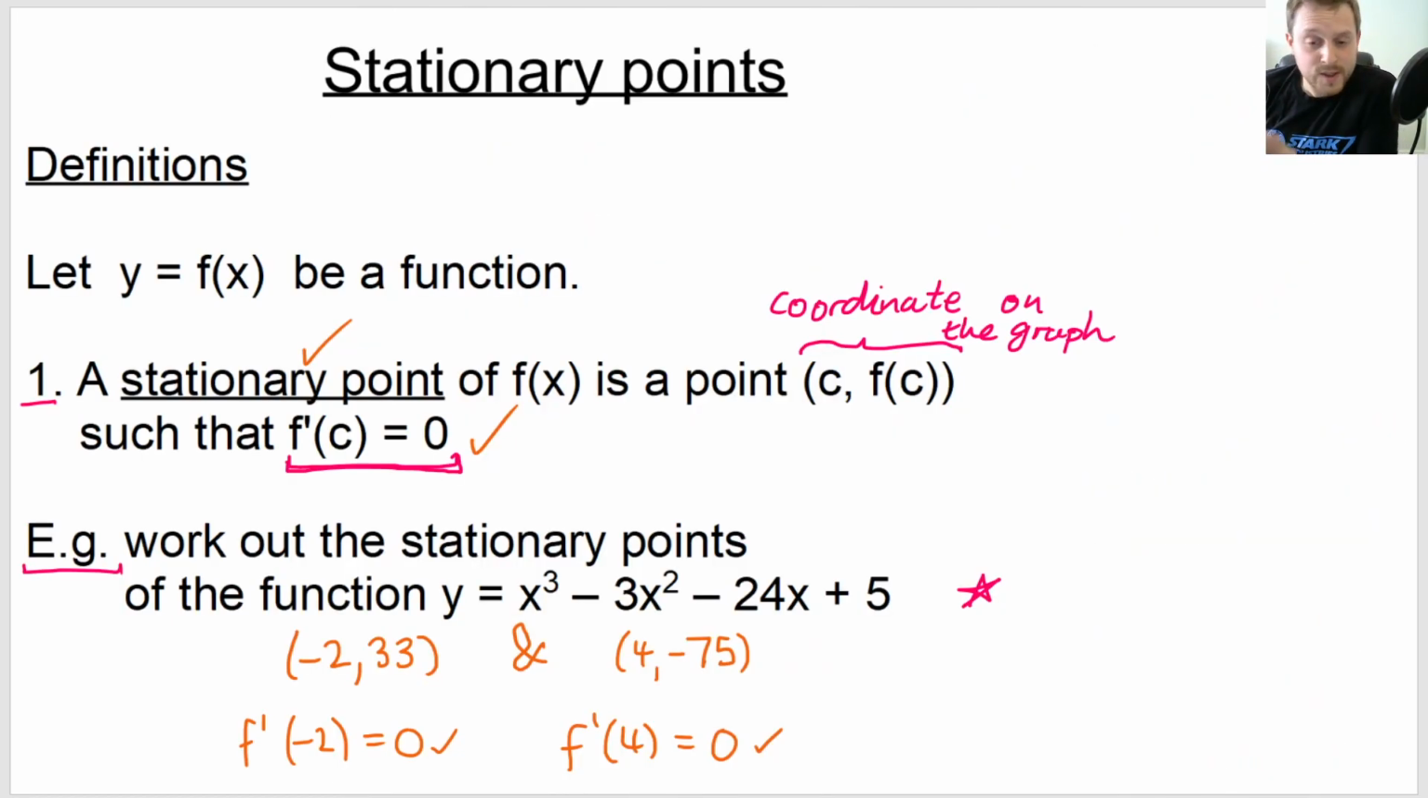So that was the first definition, that's what a stationary point is. Fundamentally, that's it. It's wherever the derivative equals 0. So you differentiate, you get an expression for the derivative, you set that equal to 0, and you solve an equation. So that's absolutely fine.